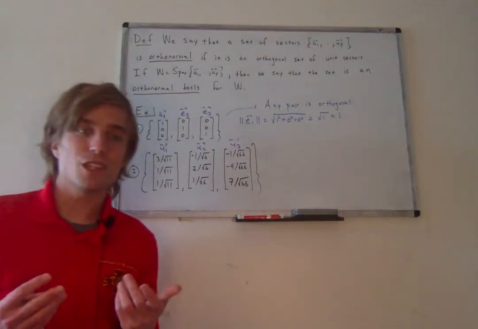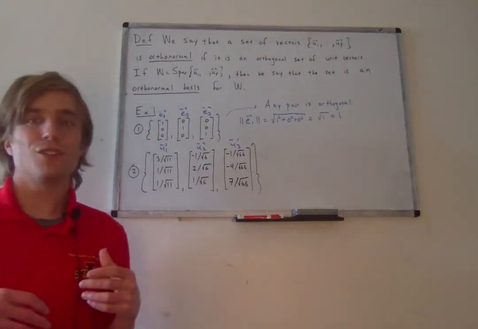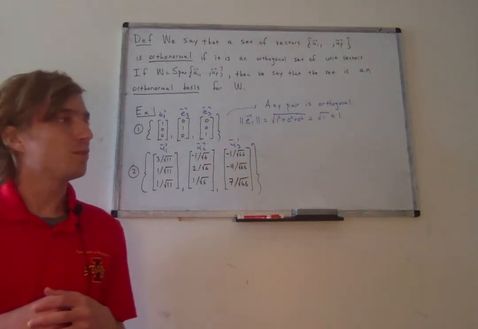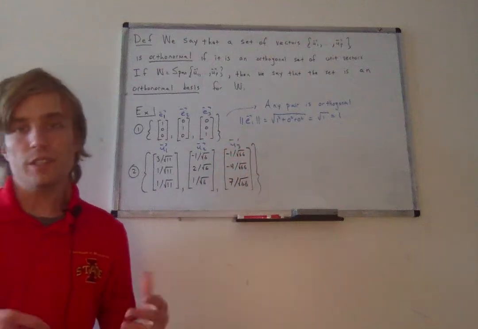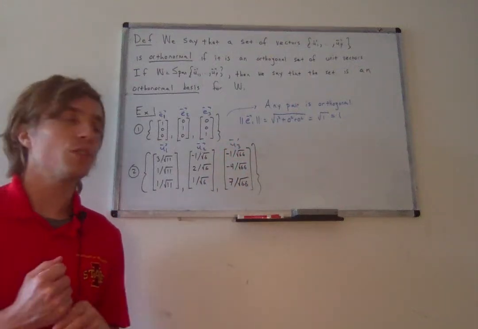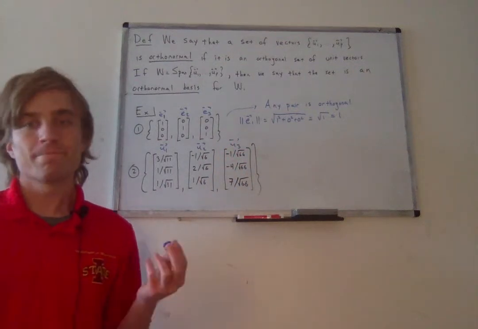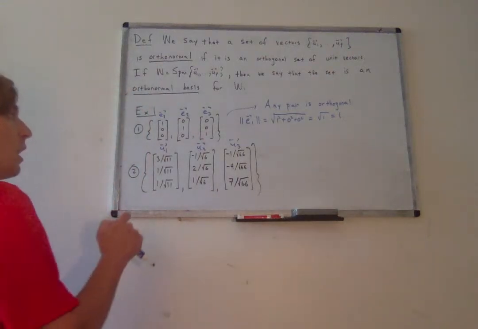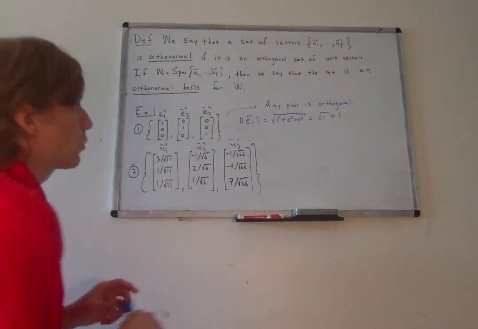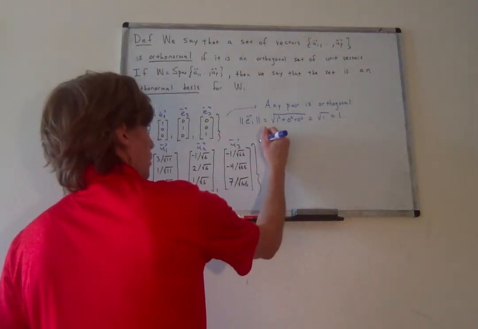Sometimes the book is nice to us, and you might get squared entries that sum to 36, so I don't have to deal with square roots in the denominator, but we'll be dealing with a lot of square roots in denominators, unfortunately. So to see that this is orthonormal, again, I probably won't do all of these.